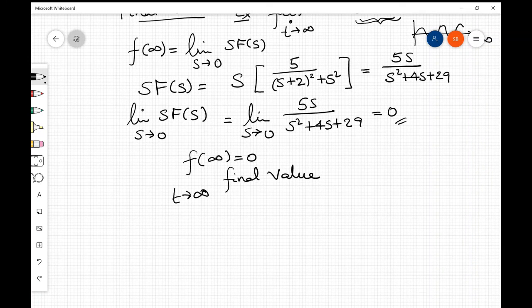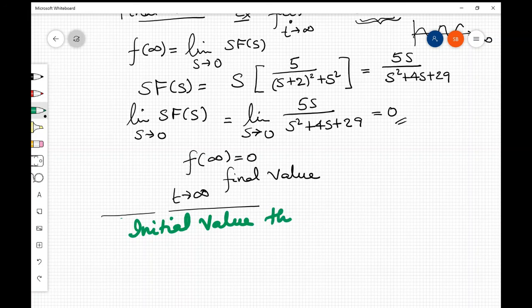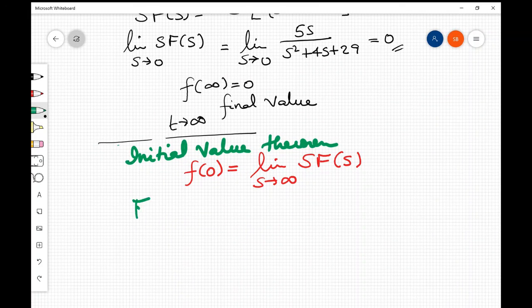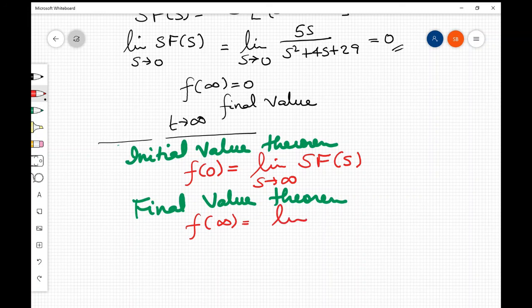Just to review what we have seen, the initial value theorem tells us that the f at 0 of any function can be computed by taking the limit of s times its Laplace transform as s is approaching infinity. And the final value theorem tells us that the f at infinity of any function can be computed by taking the limit of s times F of s as s is approaching 0.